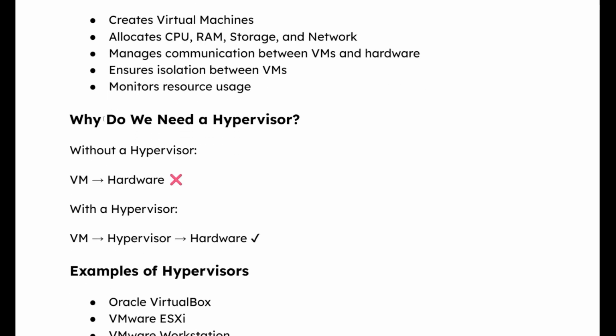Now why do we need a hypervisor? Without a hypervisor, a virtual machine will not get access to the hardware, but with the help of a hypervisor, the virtual machine gets access to the hardware. That is the important part. What is your hardware? The RAM chip is also hardware, right? And whatever else is required, your CPU, your resources, everything is allocated with the help of the hypervisor to these virtual machines.